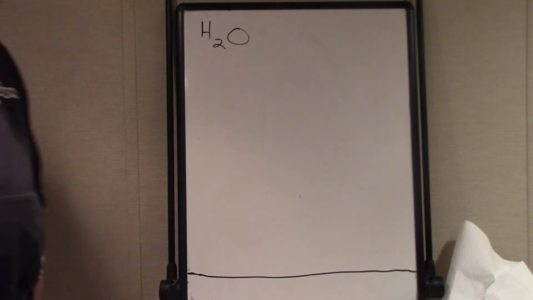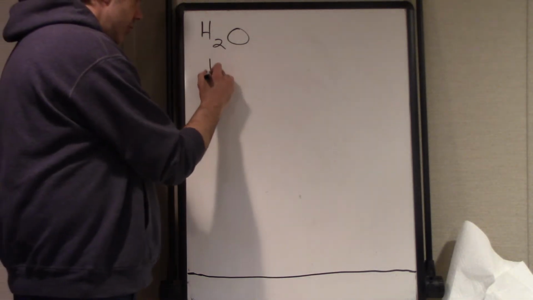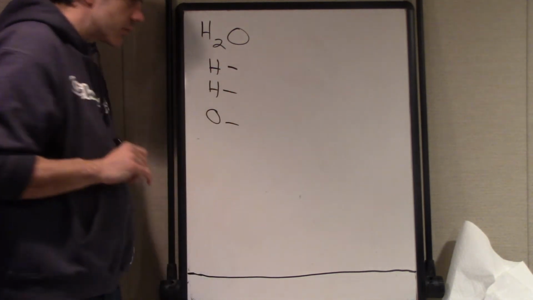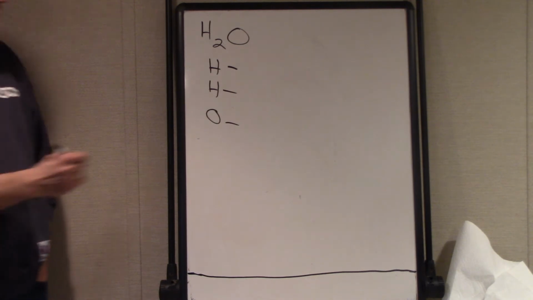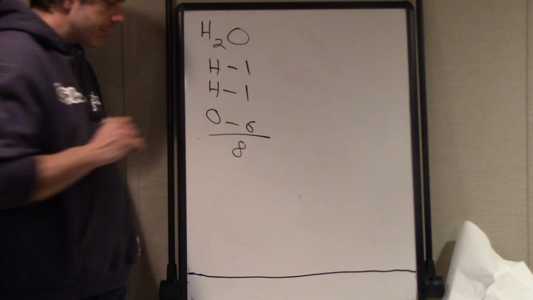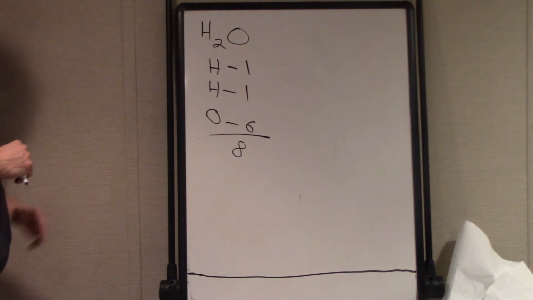So H2O. First step, always figure out how many valence electrons you have. Here I have 2 hydrogens, 1 oxygen. Hydrogen's in group 1A for 1 valence electron. Oxygen's in group 6A for 6 valence electrons. That's going to give me a total of 8 valence electrons.